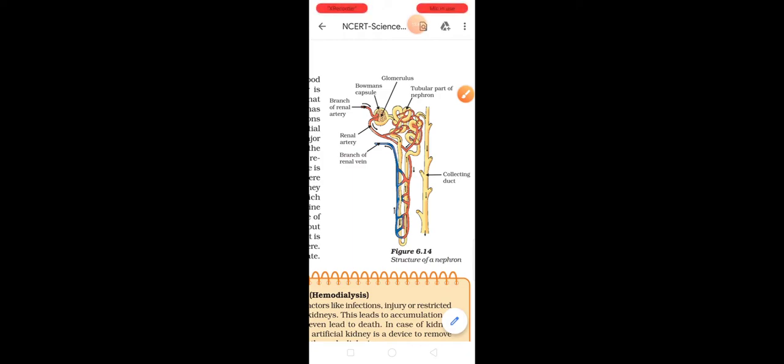Understood? So it is not given in your NCERT, but just listen to me, that this part, that is Bowman's capsule and glomerulus, together we call it Malpighian tubules. Okay, what do we call them? We call them Malpighian tubules.